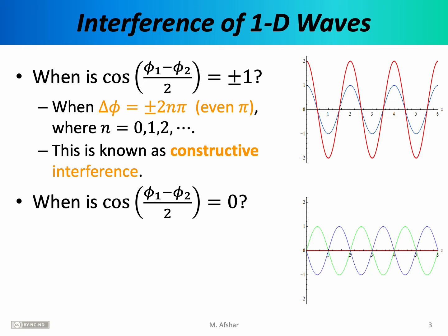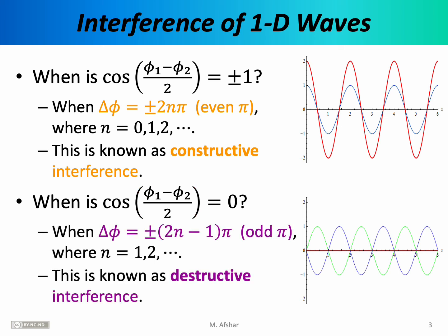When does this happen? Well, the cosine function is equal to 0 when its argument is equal to pi over 2, or 3 pi over 2, or 5 pi over 2. Hopefully you can see the pattern here. Here what we're doing is we're taking odd numbers and then dividing them by 2. In all of those cases, the cosine function is going to be equal to 0.